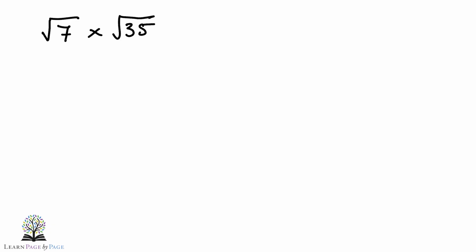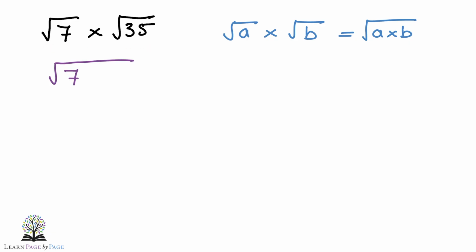We'll start off with the multiplication one. So we've got root 7 multiplied by root 35. Now when we multiply surds, we have the rule where root A multiplied by root B is exactly the same as root A multiplied by B. So we can put it all under one square root sign. That's root 7 multiplied by 35. And we can go ahead and evaluate that.